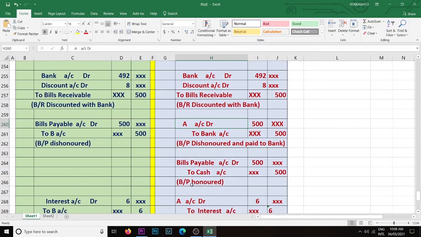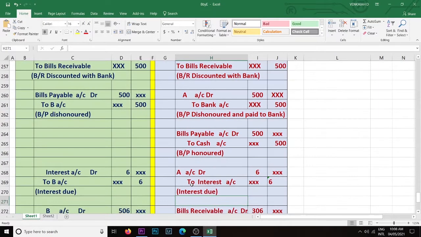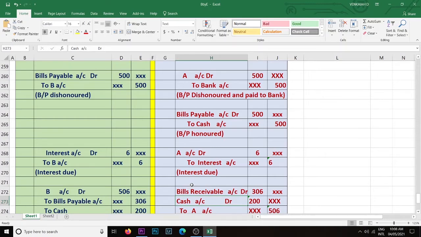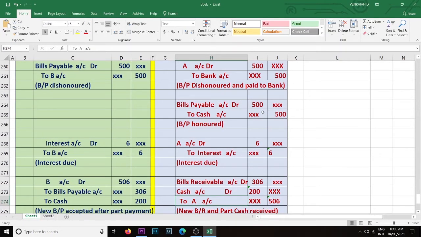Okay, right. Now 200 is paid. Out of the total amount 500 due by A to B, there is also 6 rupees interest. Interest has to be paid by A to B. So interest is a loss or expense to A. That's why interest account debit to B account. It is income or gain to B. B account debit to interest account. So total 500 plus interest 6 is 506. Out of 506, A is accepting a bill for 306 and making a partial payment of 200. B account debit to bills payable account and cash account, 500.